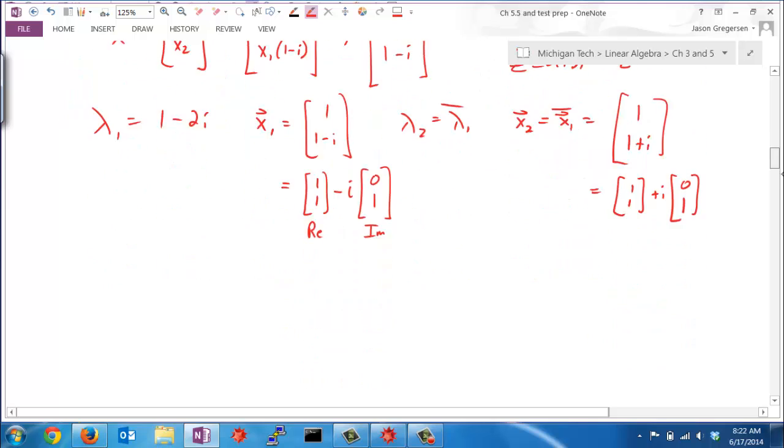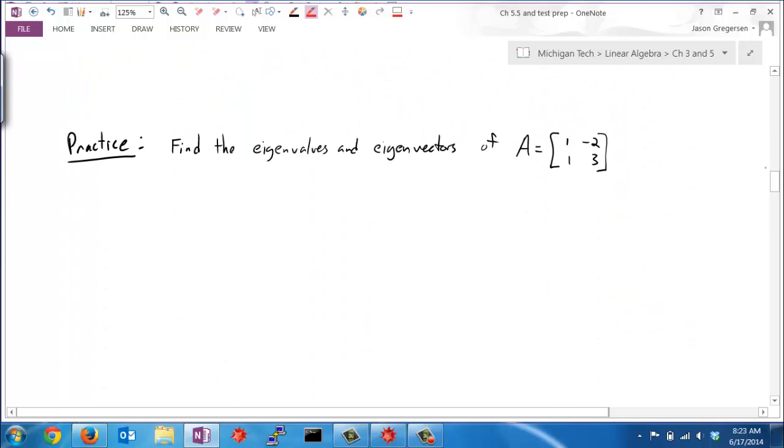All right, let's see if we got it. Find the eigenvalues and eigenvectors for this one. See how far you can get. If you get stuck, make sure you ask.